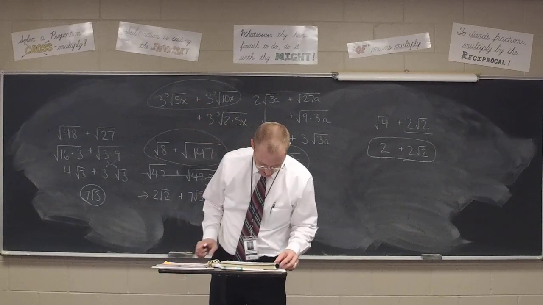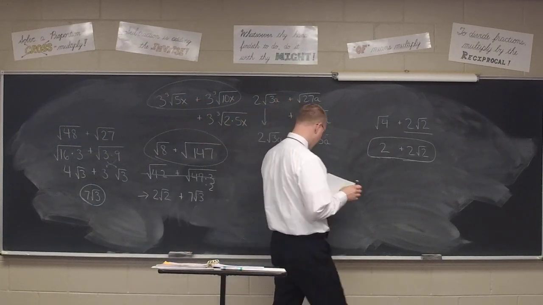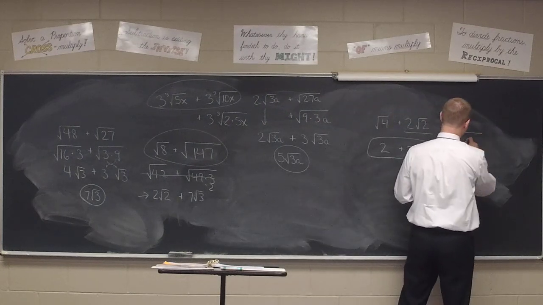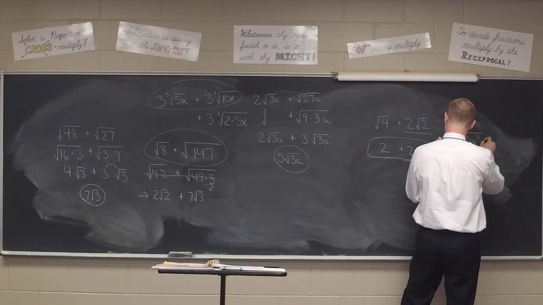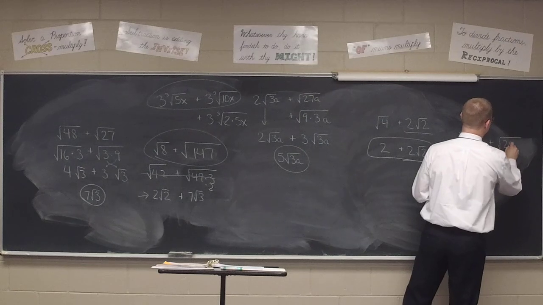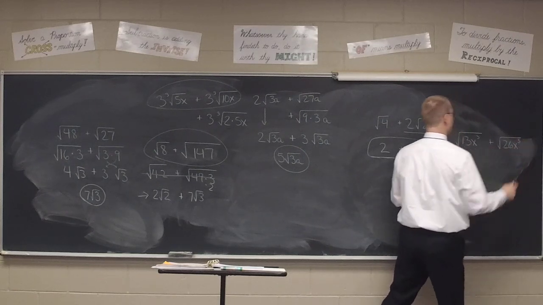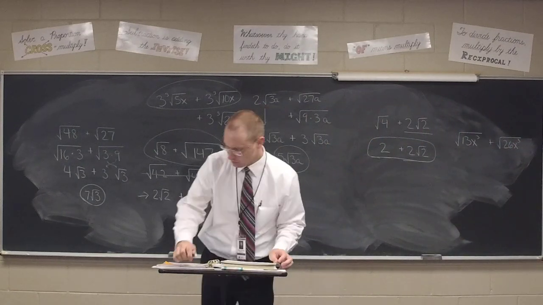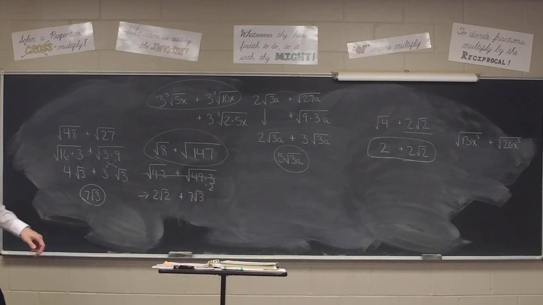Let's go on to number 19. Number 19. And I've got a square root of 13x cubed plus a square root of 26x cubed. All right. Thoughts on that first radical, Josh?